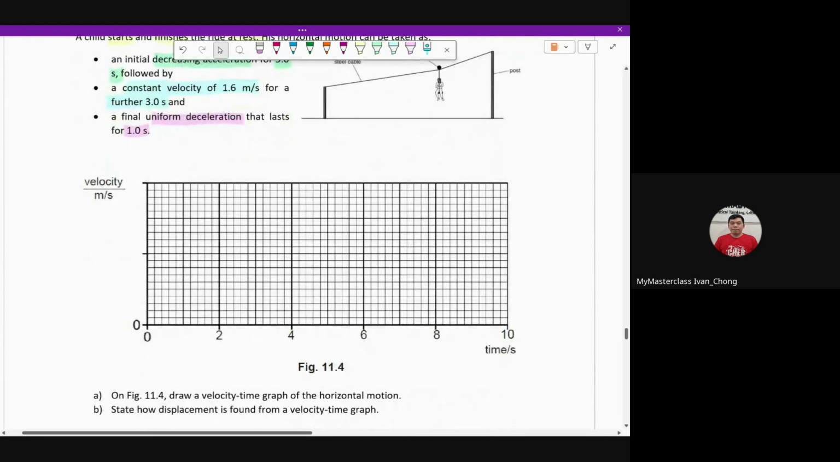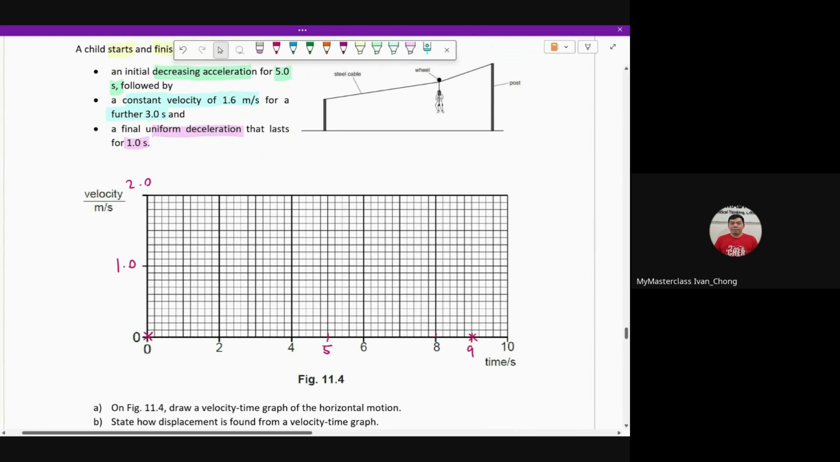So first things first, you want to plot your points. First thing, 5 seconds. 5 seconds is here. And then what happens at 8 seconds? Then after that, 1 more second afterwards, 9 seconds. And they tell you at start and at the end. All right, so decreasing acceleration for 5 seconds. First thing, we don't know any values, so we don't know what it will be. We know that the shape looks like a curve. It will become gentler and it's upwards because it's acceleration.